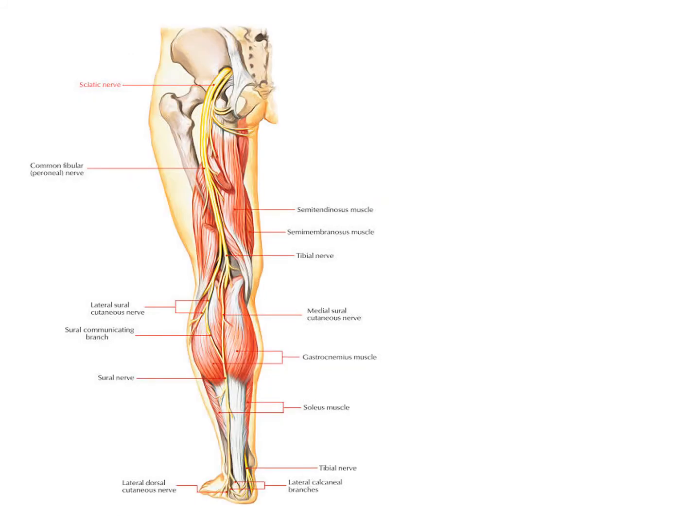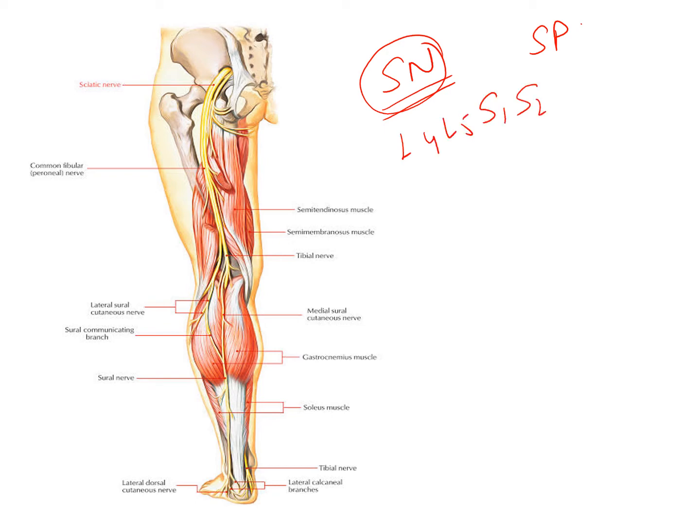Now we will discuss the sciatic nerve. We have already discussed its origin in the sacral plexus. So we know that this nerve arises from L4, L5, S1, S2 and S3 of the sacral plexus. The sciatic nerve has two components, the tibial nerve and the common peroneal nerve.